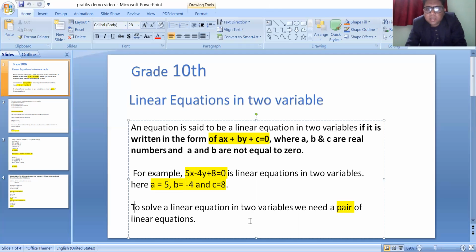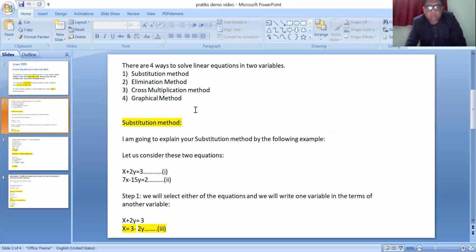Now you can see in the third line, to solve linear equations in two variables, we need a pair of linear equations. Generally in class 10, whenever we are going to solve linear equations, we will have two linear equations and it will be a pair. Okay, so before coming to an example, I would like to tell you that there are four ways to solve linear equations in two variables. First is the substitution method, second is the elimination method, third is the cross multiplication method, and fourth is the graphical method.